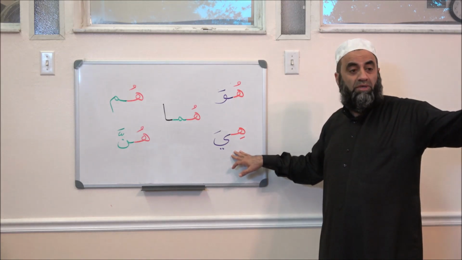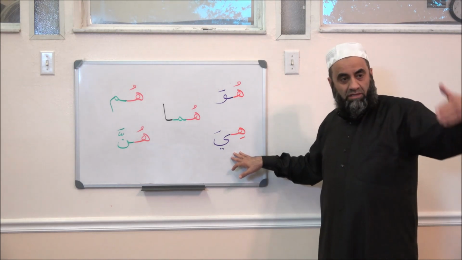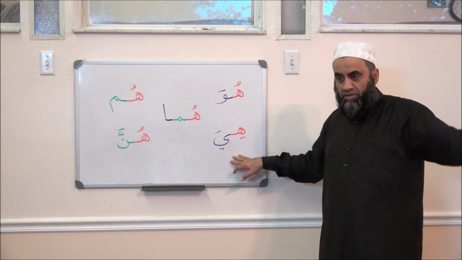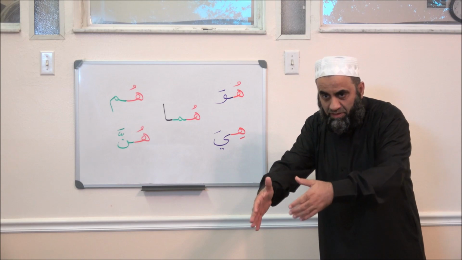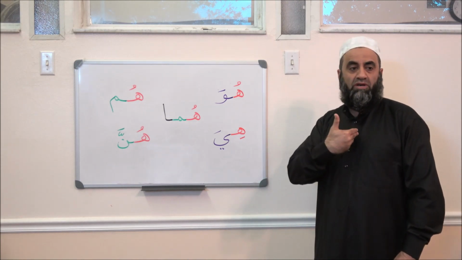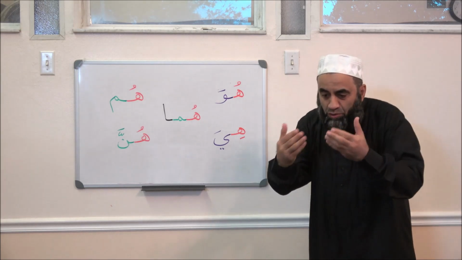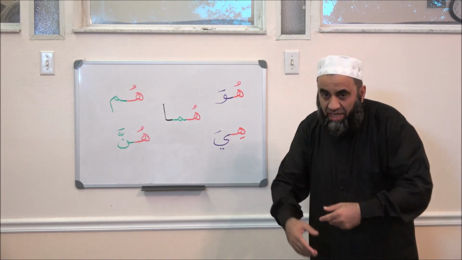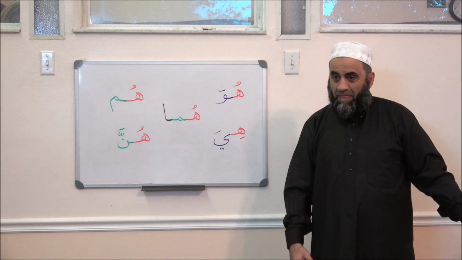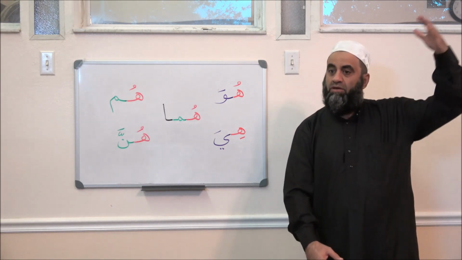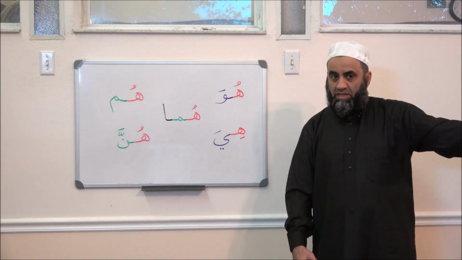What does third person mean? I'm talking about somebody who is not here. I'm referring to them. It's not like I'm talking to them. So first person is when I talk about myself or my group. Second person is when I'm talking to someone who is in front of me. And third person, not present, when I talk about somebody who is not present.